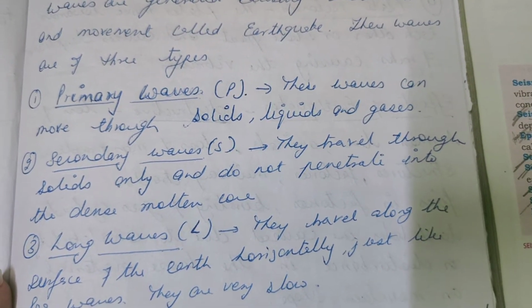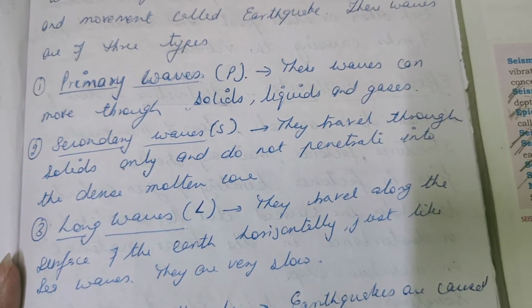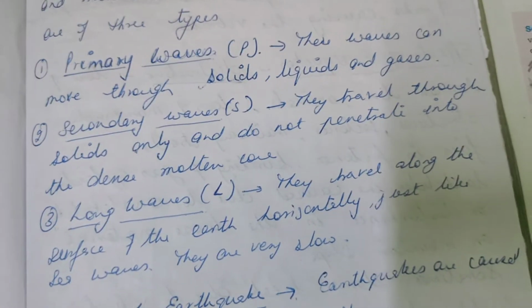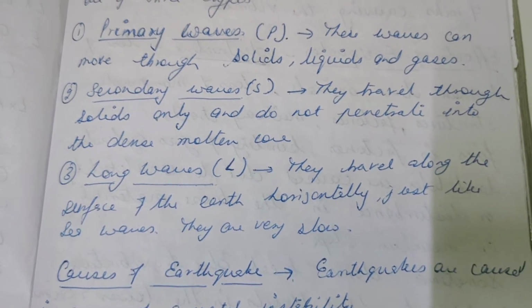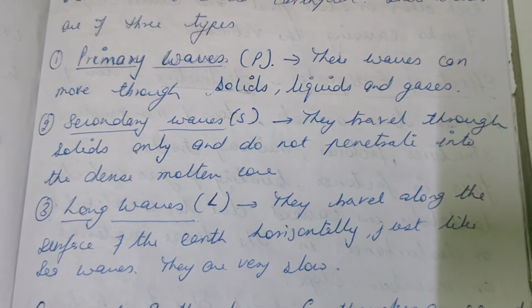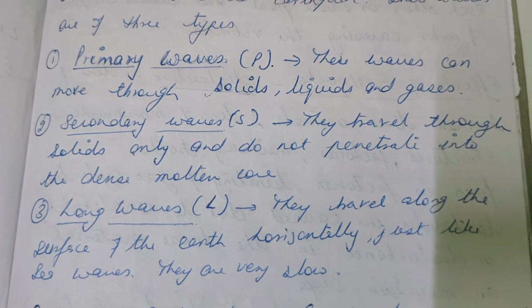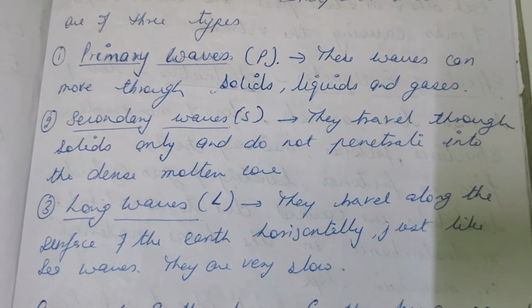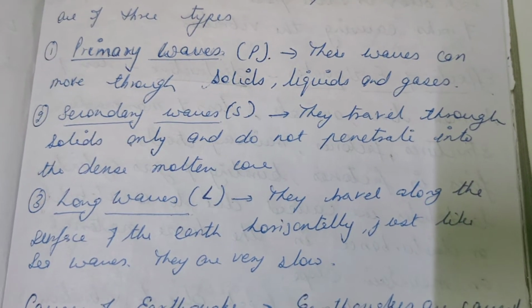So the primary waves, which are also called the P waves, move through solids, liquids, and gases. That means they can move through all three mediums. Secondary waves travel only through solids and do not penetrate into the dense molten lava or the dense molten core. So they are able to travel only in solids. And long waves generally do not travel inside the earth, but travel along the surface of the earth like sea waves, and their speed is very, very slow.